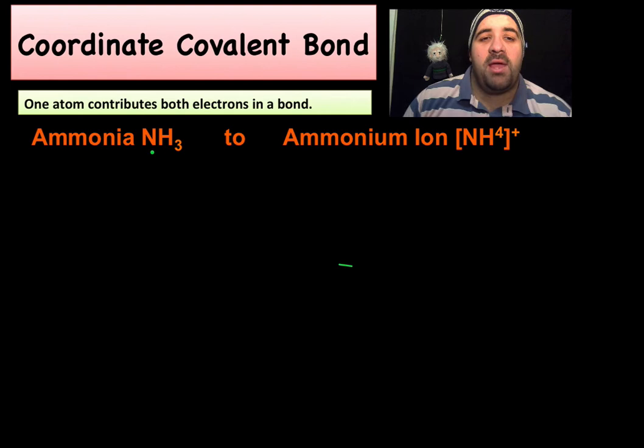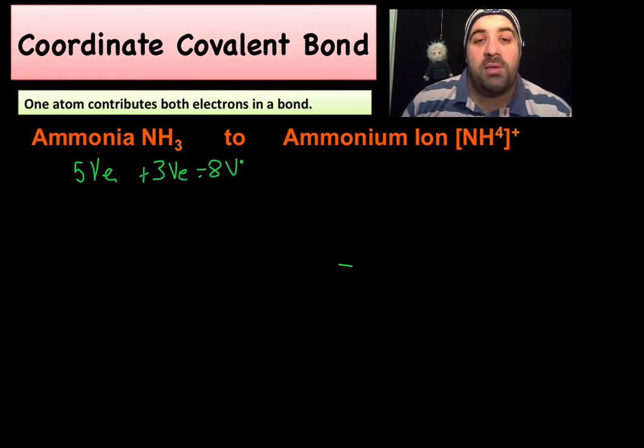Ammonia is NH3. Nitrogen has 5 valence electrons. It's in column 5A. Each hydrogen has 1, so that's plus another 3 valence electrons to equal 8 valence electrons in total. Hydrogen is never the central atom when we're drawing Lewis structures. Nitrogen is going to be the central atom, and we're going to simply connect 3 hydrogens to it.